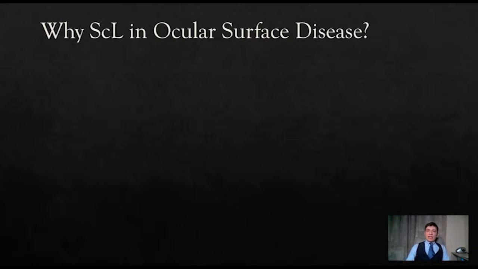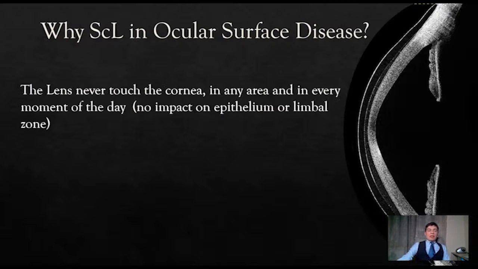Why we use scleral lenses in ocular surface disease? First, because the lens never touches the cornea in any area and in every moment of the day, so we don't have any impact on epithelium or in limbal zone.